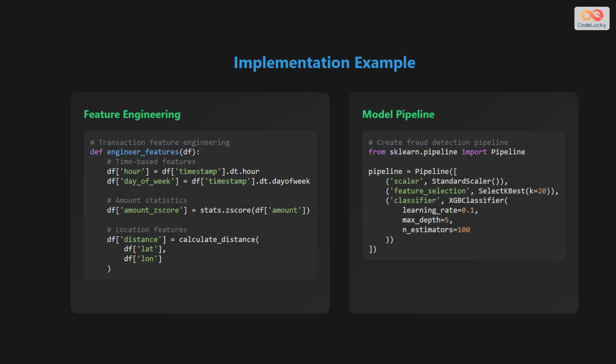Here are some code snippets illustrating key aspects of a fraud detection implementation. First, we have an example of feature engineering, where new features are created from transaction data, such as time-based features, amount statistics, and location features. Second, we have an example of building a model pipeline using Scikit-learn, including steps for scaling, feature selection, and classification using an XGBoost classifier.